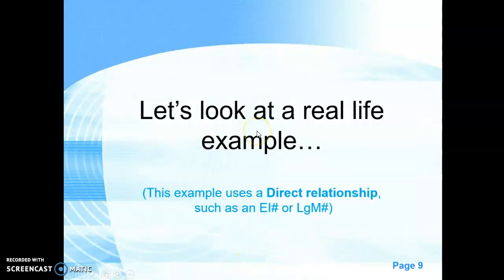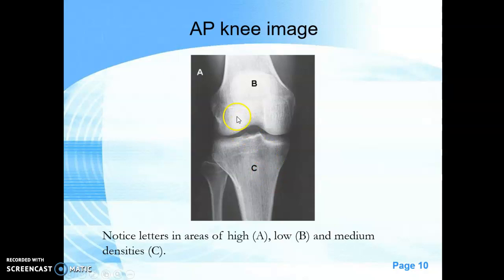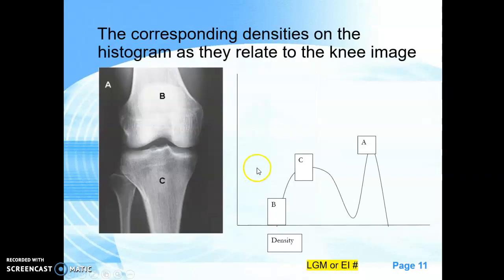All right, so let's look at a real-life example of a knee. The following slides show an example of a knee, and these examples use a direct relationship. So this is not going to be S number. Rather, these are going to be exposure index or LGM numbers. So on this knee, we have areas of high intensity versus areas of very low intensity and normal densities. And then here's just the graph that's explaining how this would look in a histogram format.